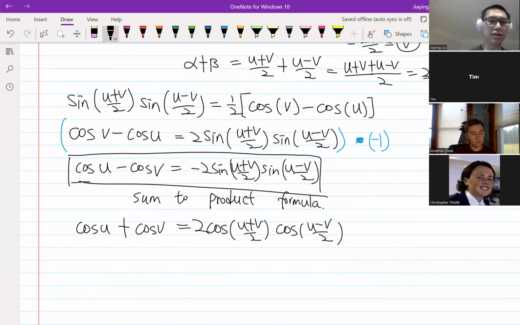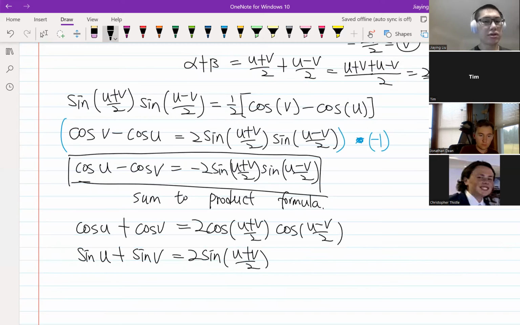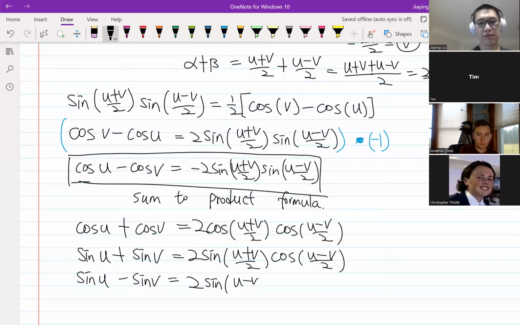And then we have sine. So sine u plus sine v is going to equal 2 sine of (u plus v) over 2, cosine of (u minus v) over 2. And then similarly, we have sine u minus sine v, which is equal to 2 sine of (u minus v) over 2, and the cosine of (u plus v) over 2.